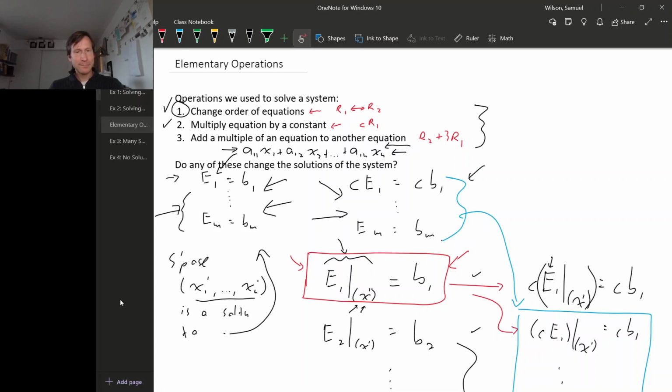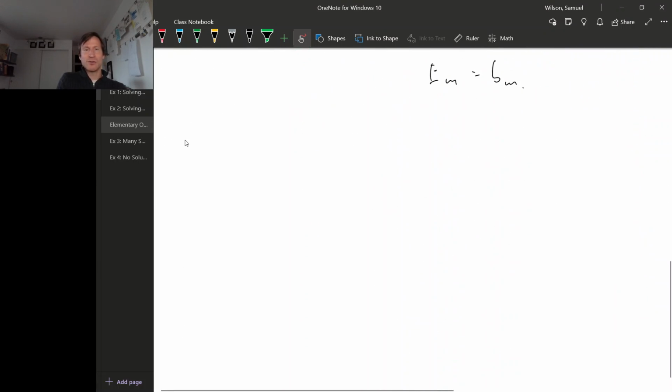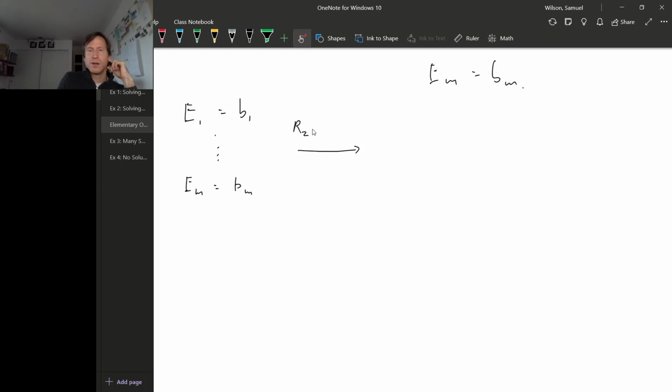All right. So now we need to check on adding a multiple of an equation to another equation. And this is really the tricky one. So let's go back to our original system of equations. So this was e1 equals b1 all the way down to em equals b sub m. And let's imagine that we've taken some row, in general, it might as well be the second row, and added some constant times the first row.